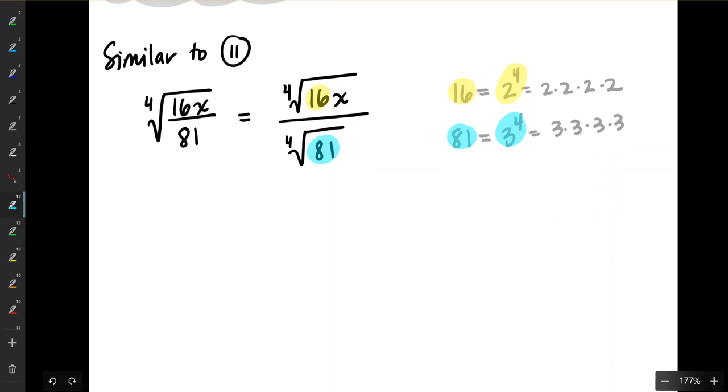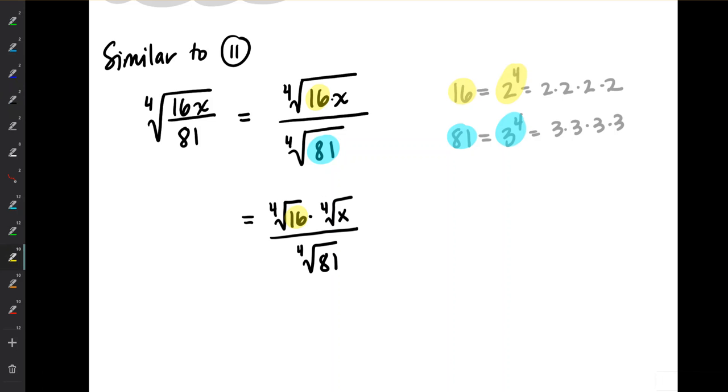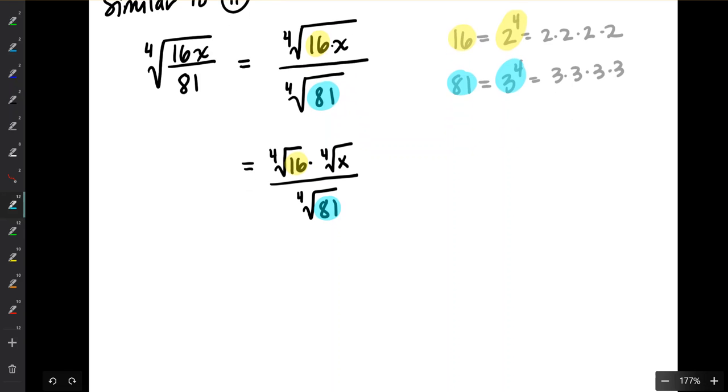Okay, right on this next step, I'm really taking advantage of my product property because x is not a perfect power of 4. But the fourth root of 16 is 2 because 2 to the fourth is 16, and the fourth root of 81 is 3 because 3 to the fourth is 81. Okay, and done.